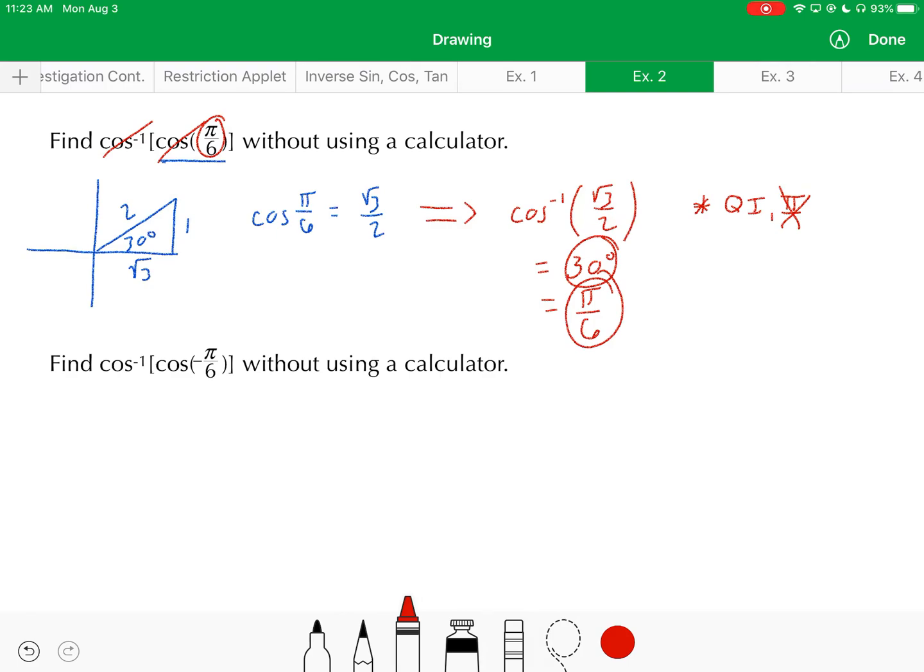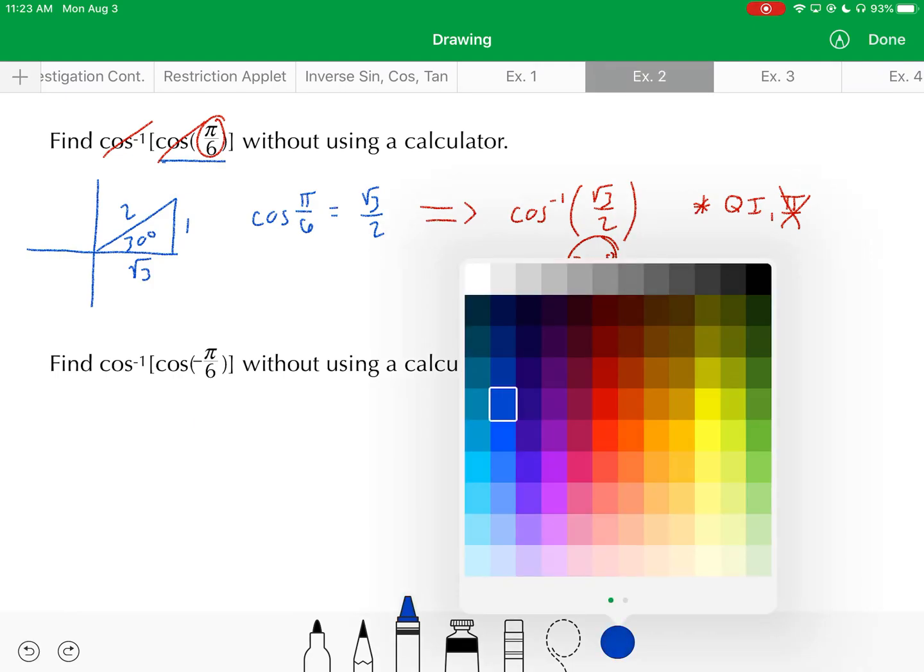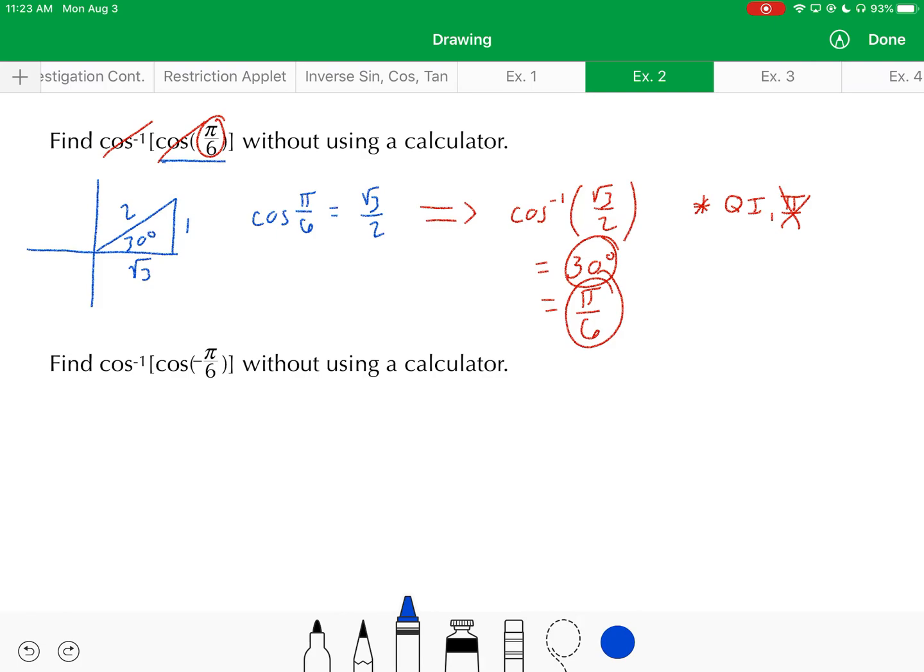So if I want to find inverse cosine of cosine of negative pi over 6, you can't just say right away that this equals negative pi over 6. Why? Because negative pi over 6 is not inside the range of inverse cosine, the outer function here. My final result has to be a number between 0 and pi, or between 0 and 180 degrees. So I'm going to approach this the exact same way I did the last problem. I'm going to start with cosine of negative pi over 6.